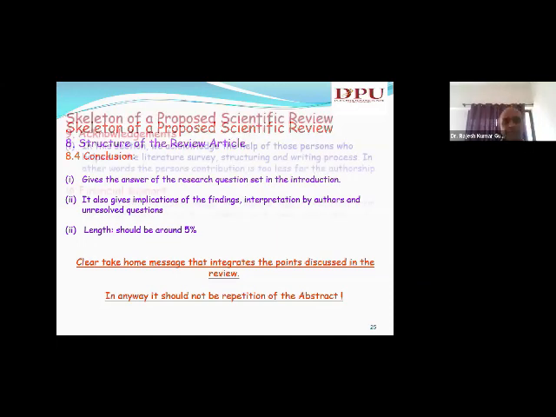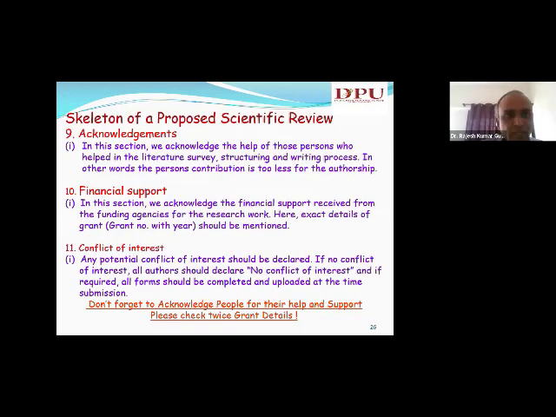And finally, we go for acknowledgement. In this section, we acknowledge the help of those persons who helped in the process. In other words, their contribution is too small for authorship. So definitely we will acknowledge those who have helped us in designing, in surveying, and other substantial help. We have to acknowledge their help in our manuscript also.